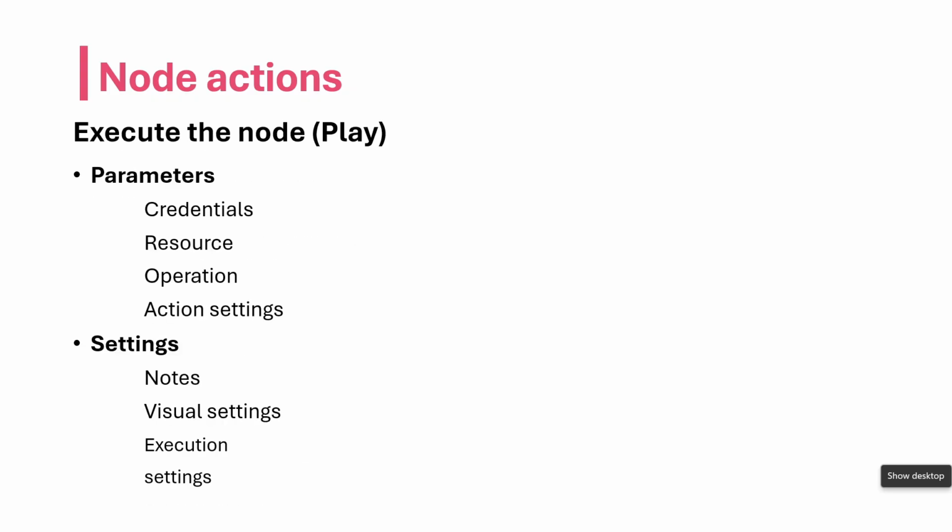Now there are certain parameters where you define what the node should do. For example, resource, the app or service like Gmail, Slack, or Google Sheets. Then there is operation, the specific task they perform, like sending a message, creating a row, or how to get or fetch the email.